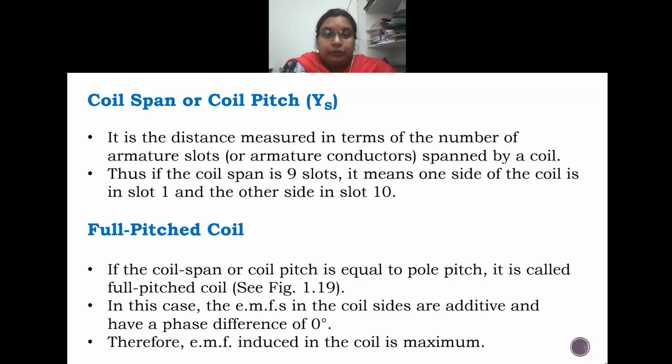That means what exactly is this definition saying? If one coil side and the other coil side are under the influence of opposite poles, that is if one is under north pole, the other one is under south pole, then we call that particular coil a full pitched coil. So the coil span should be equal to the pole pitch.